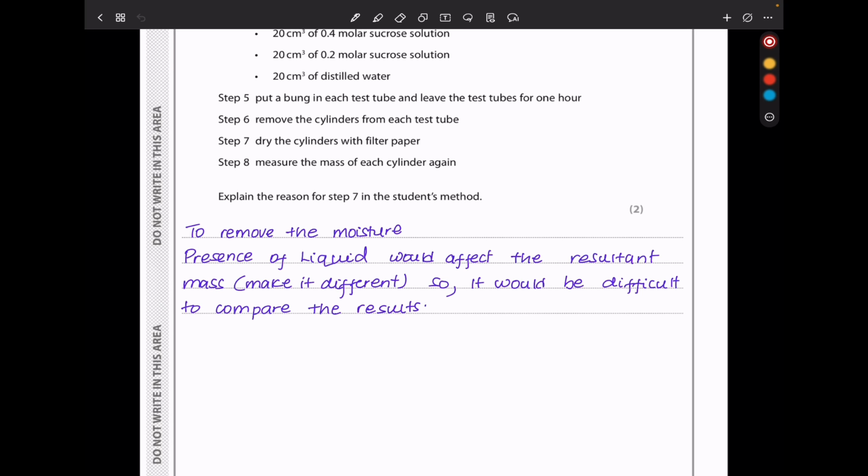In step 7, they dry the cylinders with filter paper. This is to ensure that any water or moisture left on the potato cylinders is completely removed so that it does not affect the results. So I say to remove the moisture, as the presence of liquid would affect the resultant mass, so it would be difficult to compare the results.